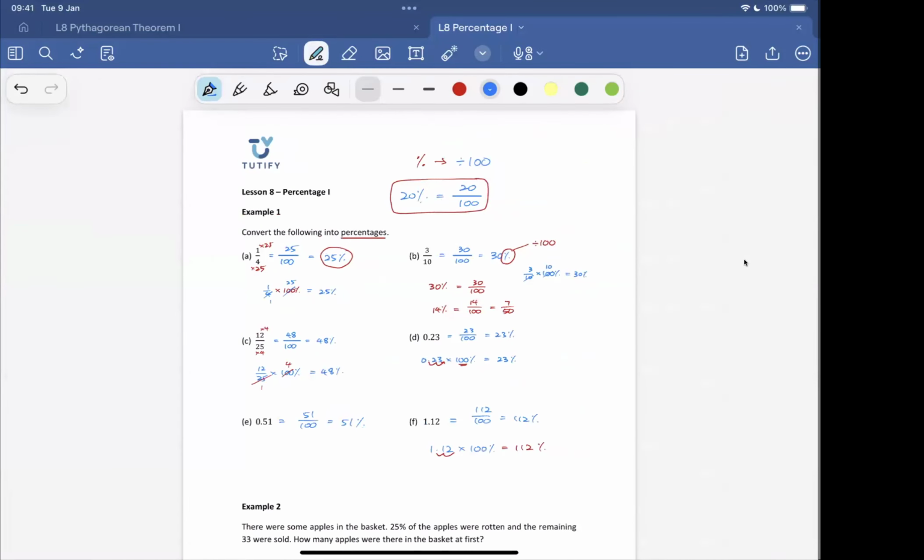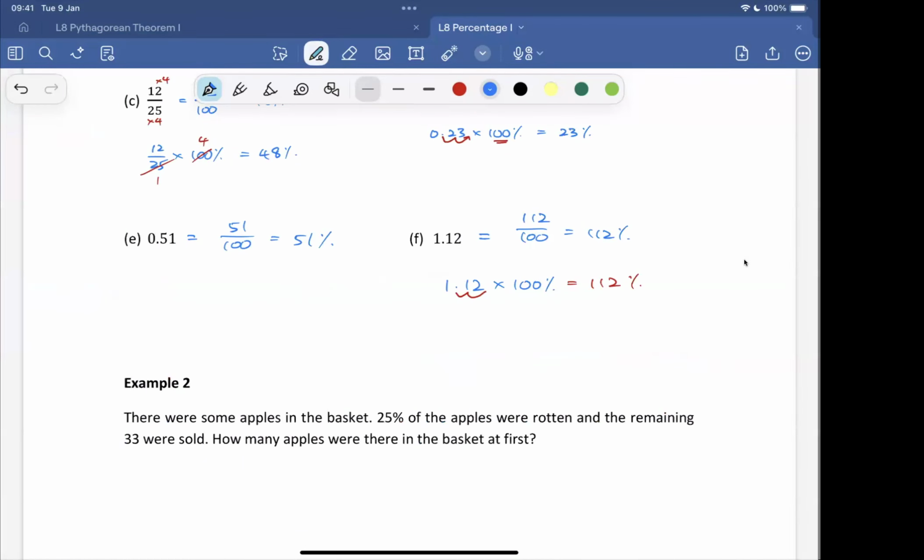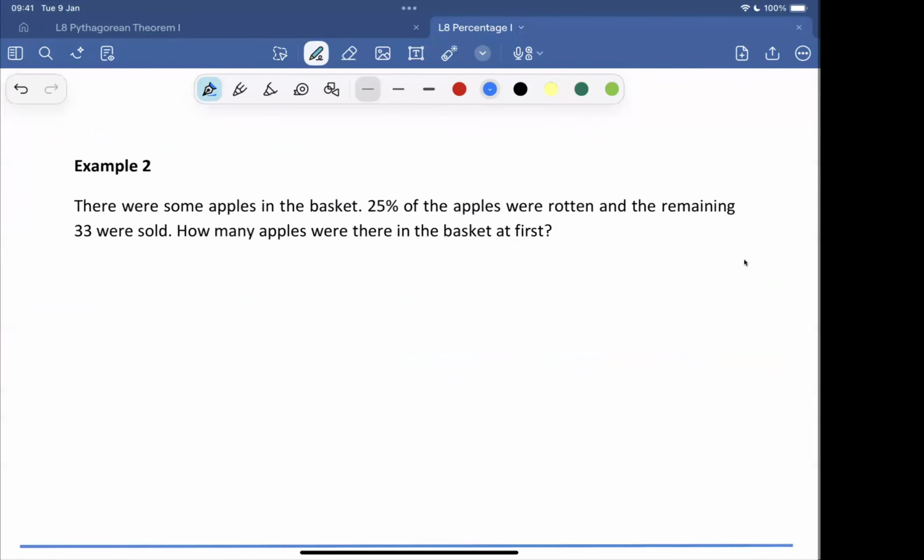How many of you prefer the fraction method? Raise your hand. How many of you prefer to multiply by 100? Raise your hand. Okay, all right. Both methods are correct. Very good, students. Let's look at example number 2.